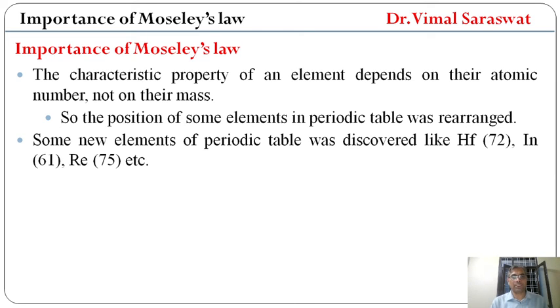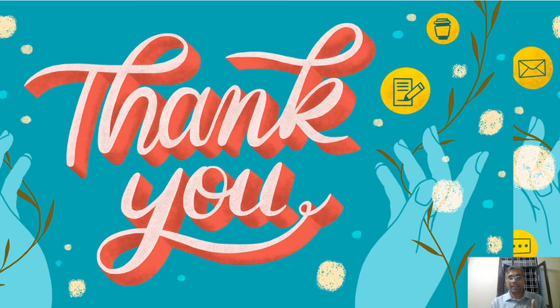and some new elements of the periodic table were discovered by using this property, and these elements are hafnium 72, indium 61, rhenium 75, etc.